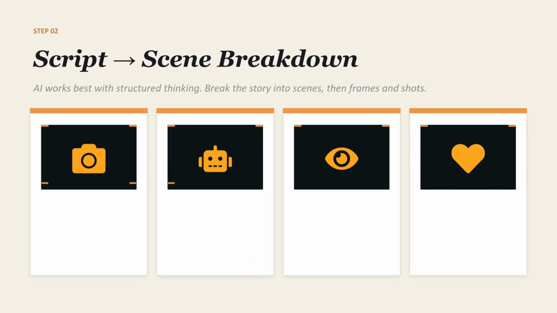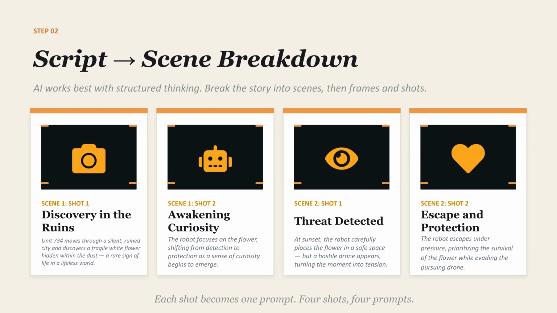Now we move from story into structure. A story is usually too broad for AI to handle all at once, so we break it into scenes and shots. A scene is a larger story moment. A shot is a specific camera view or action within that scene. For example, a robot discovers the flower, a robot becomes curious and protective, a threat appears, a robot escapes with the flower. Each shot has one clear purpose, and each shot becomes one prompt.